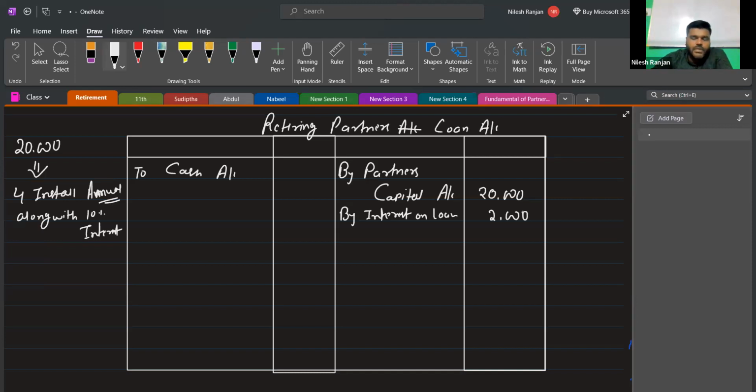Can you tell me the amount of installment that is to be paid in first year? 2,000? Only 2,000? No, 2,000 into 4, 8,000. No, you said 4 installments annually, right? Yes. So you have to pay this amount in 4 installments. So each installment amount will be 5,000.